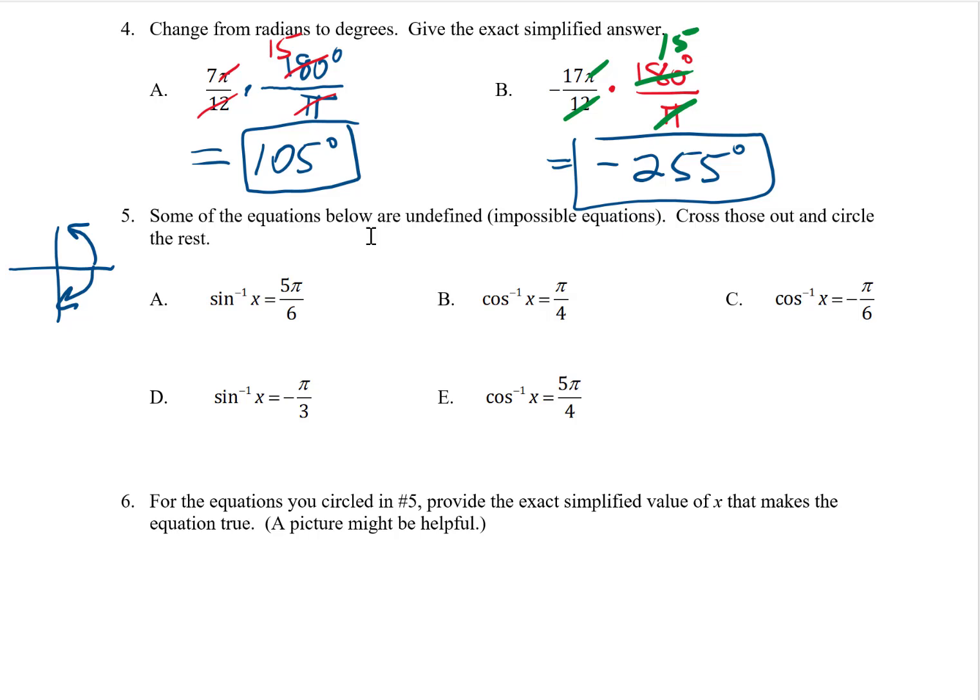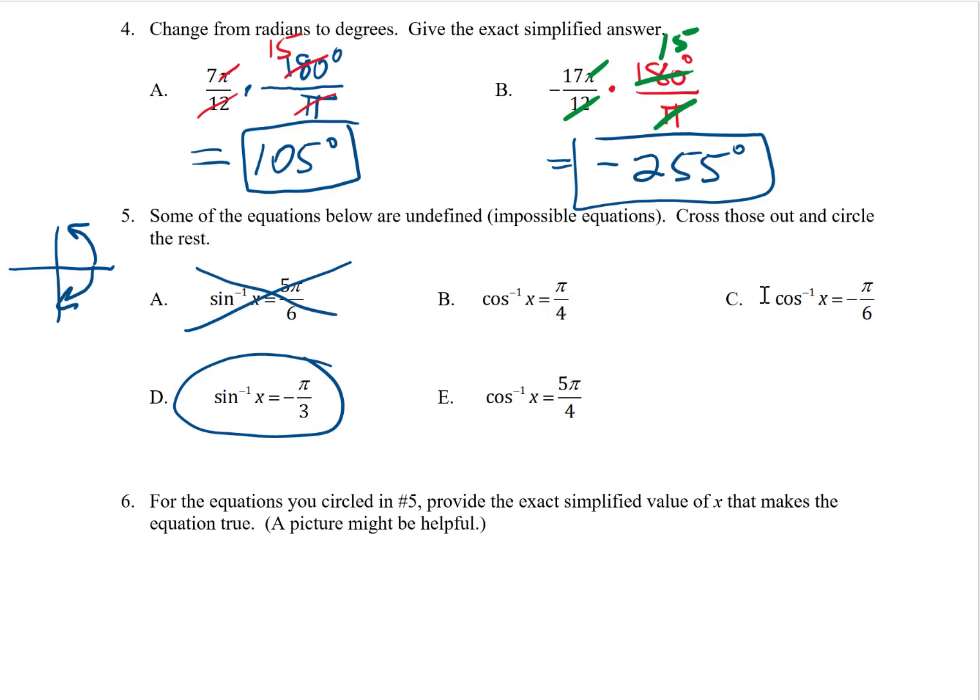5 pi over 6, that's in the second quadrant. It's never heard of that angle. This is an impossible equation. How about negative pi over 3 here in part D? That's fine. That's negative 60 degrees. That would be inside that zone. So this is a good equation.